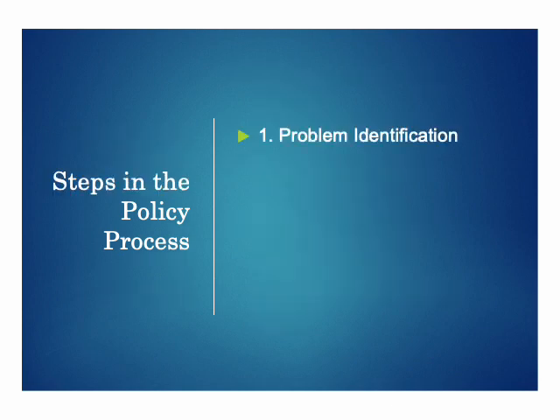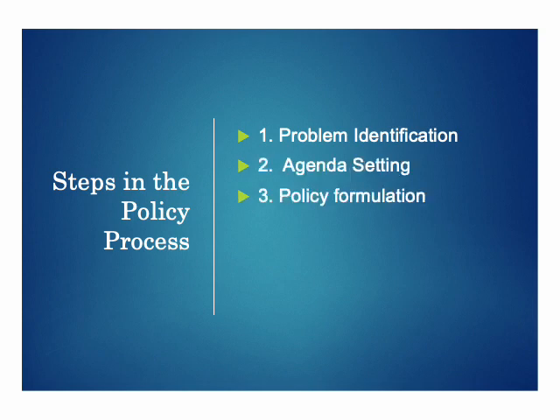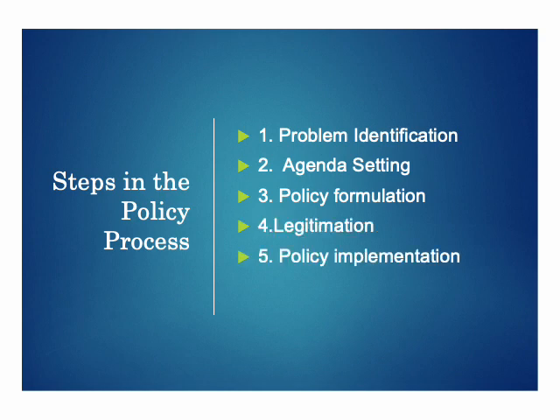So there are 6 steps that are identified in the policy process. The first step is problem identification, then agenda setting, policy formation, legitimation, policy implementation, and policy evaluation. So those are the 6 steps. Let's now dig into each of these steps in more detail.